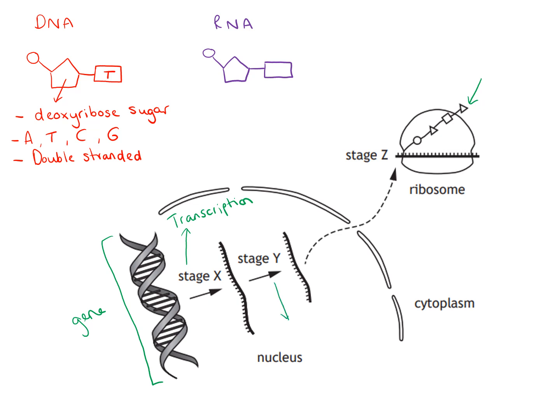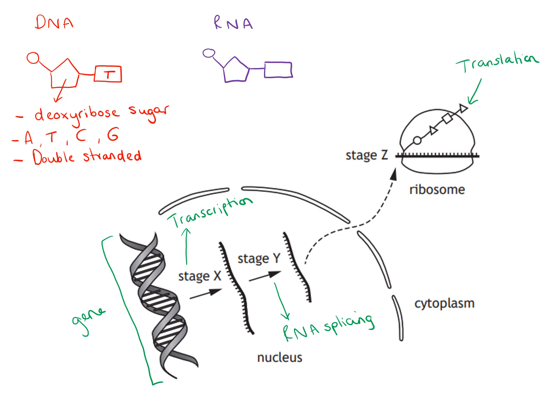The second stage also occurs in the nucleus. We call this RNA splicing. And this is where we remove any non-coding regions, anything that is not going to be part of our final protein. And then the last stage we call translation, and this occurs at the ribosome. This is where we make our polypeptide.